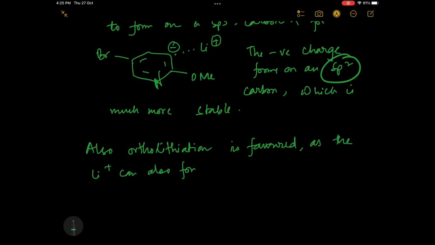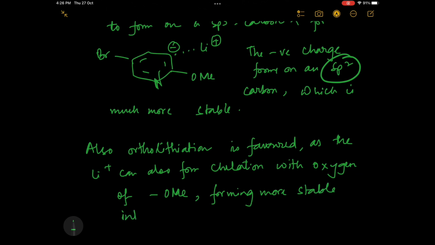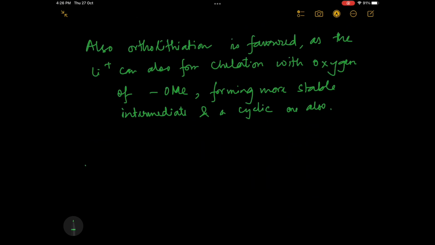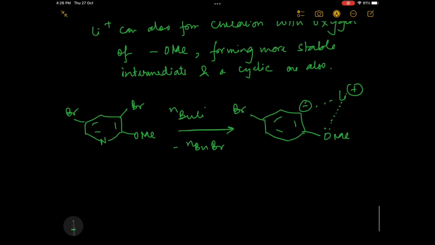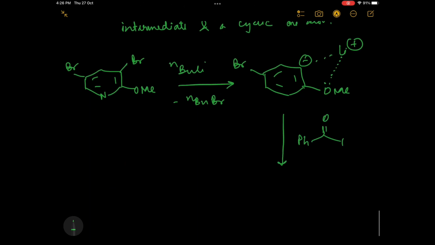There are two bromine groups, but the bromine ortho to the OMe is favored, because the oxygen of the OMe also chelates with the lithium plus, and hence a more stable cyclic structure is present in the carbanion intermediate. So when nBuLi is present, nBuBr leaves out, and we get the ortholithiation with this chelate formation, and the bromine on the other side remains untouched.